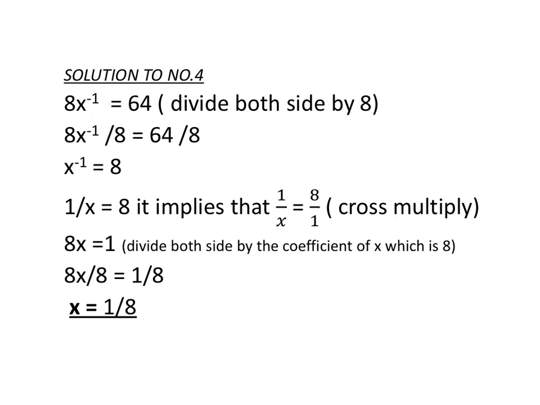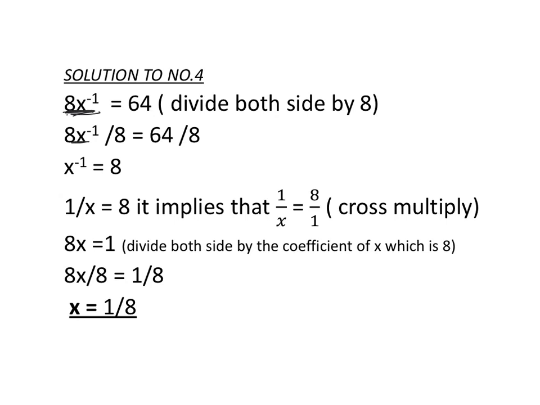Solutions to number 4. 8x raised to power minus 1 is equal to 64. Divide both sides by 8 so that x will have no coefficient. We want to make this x to be on its own, so you remove this coefficient. So how do you do that? You divide by 8. So when you divide 8x raised to power minus 1 by 8 and you do the same thing to 64, you have x raised to power minus 1 is equal to 8.